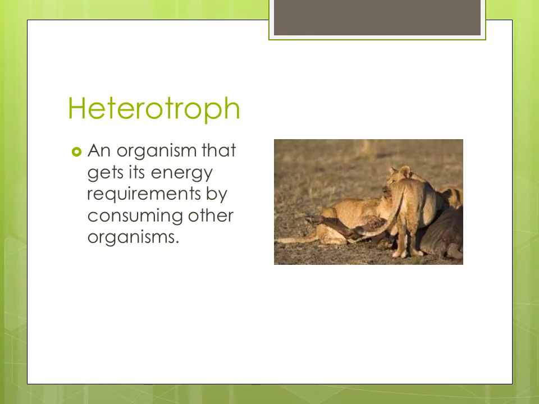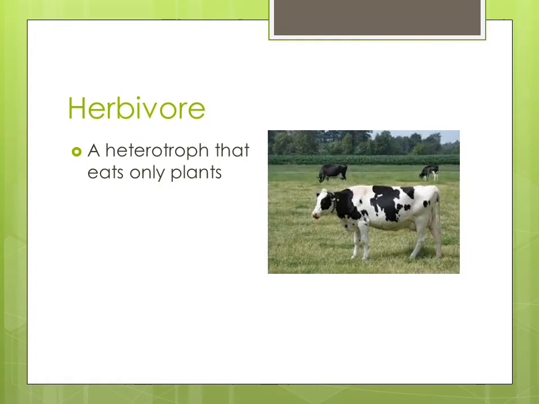The next level is heterotroph. Hetero meaning other, and troph is a level. And so you have eating of an other. And so heterotrophs eat something of another species. So it's an organism that gets its energy requirements by consuming other organisms. And so animals are all heterotrophs. None of us are able to photosynthesize or chemosynthesize. We have to consume something else.